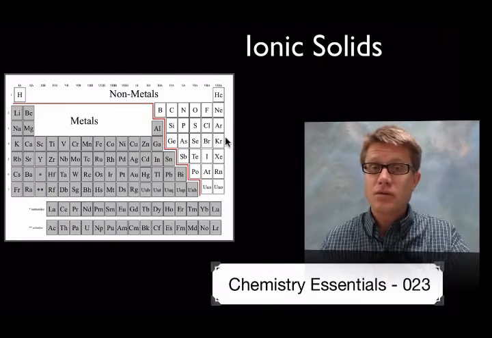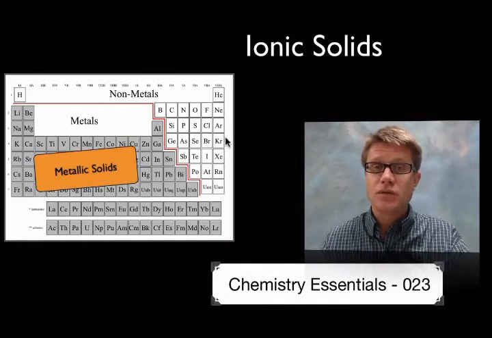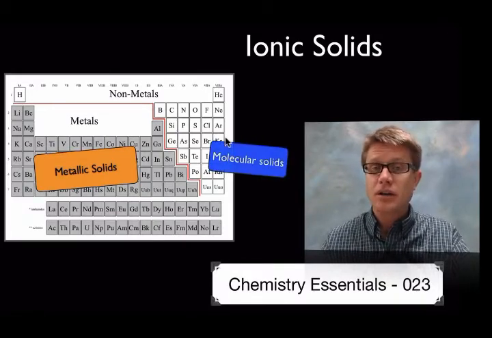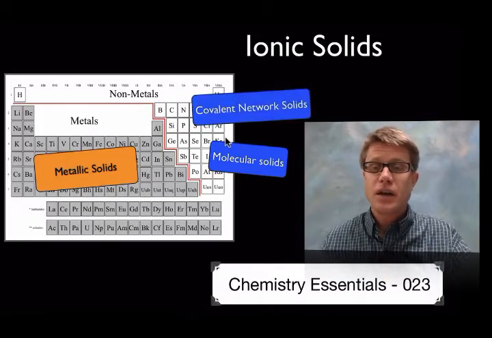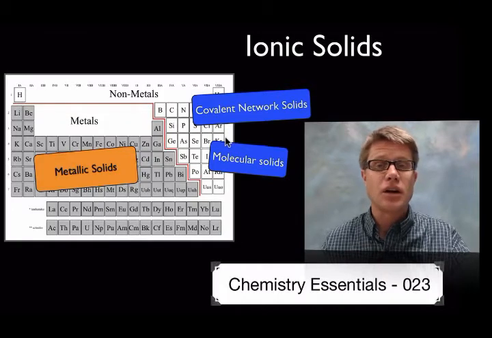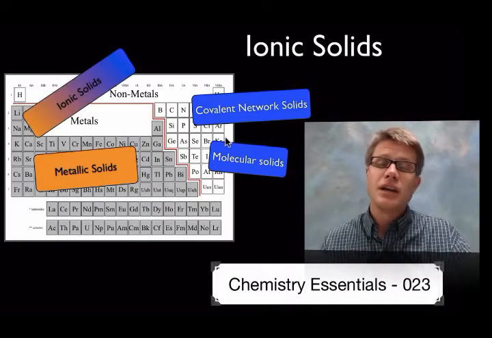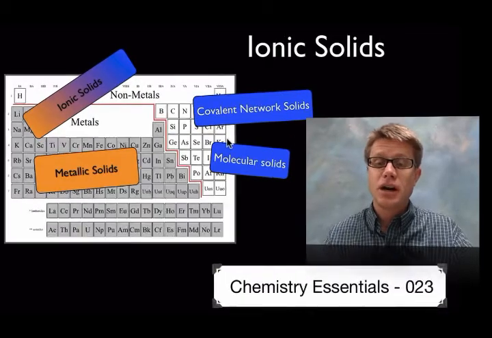And so if that solid is made up of just atoms from the metals, we call it a metallic solid. If it's only nonmetals, but they're relatively small, we call those molecular solids. If they have large structures of covalently bonded atoms, we're going to call that a covalent network solid. And in this video, we're going to talk about ionic solids, which are a combination of metals and nonmetals.